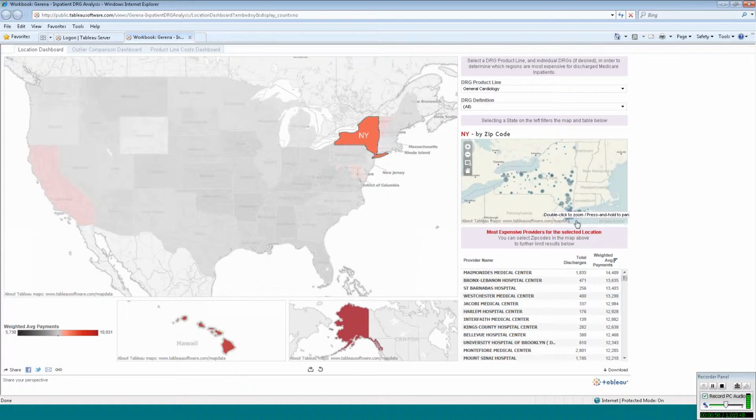I can further highlight a specific range of zip codes and see the respective providers within those zip codes sorted from most expensive to least expensive per discharge.